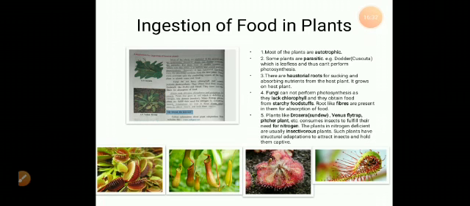So I hope you all have understood the adaptation in plants. So in the next video we shall see the adaptation in animals.